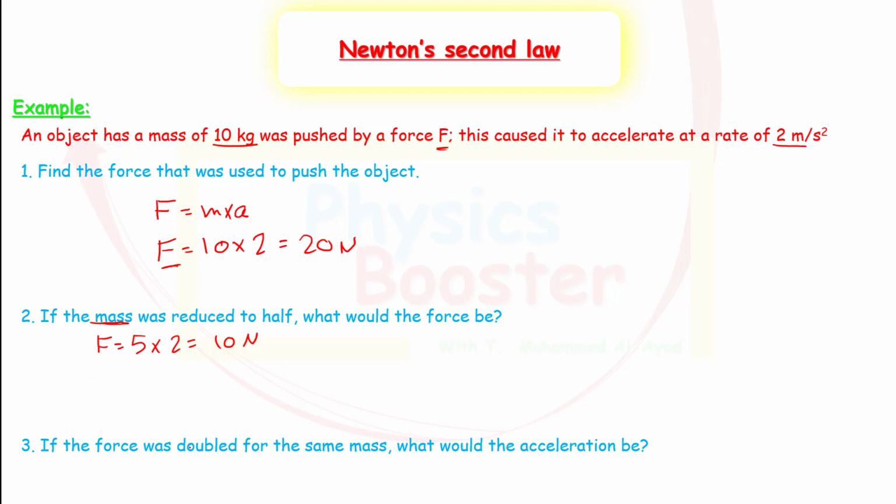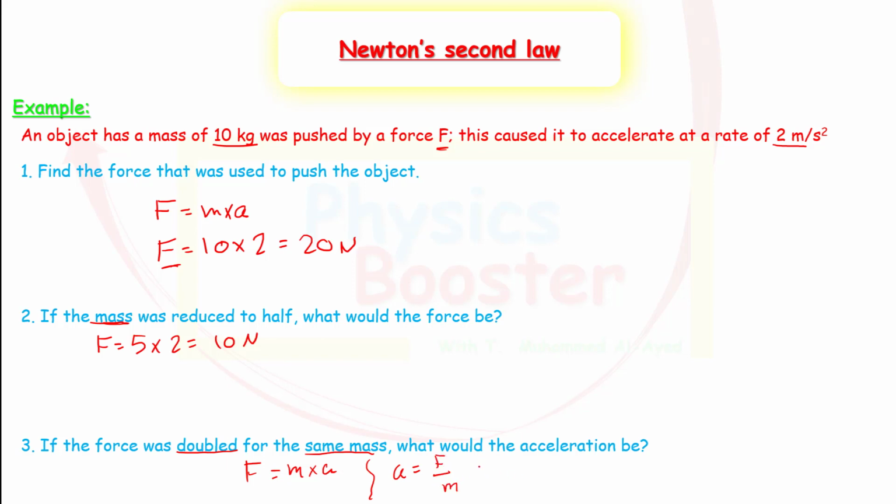Now, if the force was doubled for the same mass, what would the acceleration be? Well, actually, we can say that also force is equal to mass multiplied by acceleration. But what I want you to know from this example is that doubling the force will cause the acceleration to be doubled. So F is equal to mass multiplied by acceleration. And so we can say that the acceleration is simply the force divided by mass, okay?